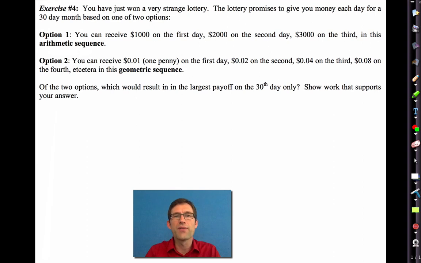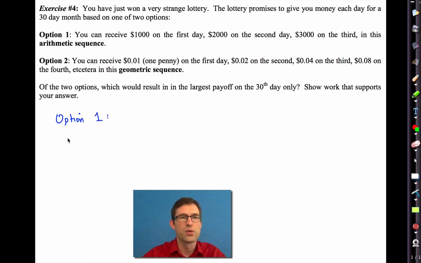The question is this simple. Which would result in the largest payoff, or maybe the larger payoff, on the 30th day only. I don't care about 1 through 29, just 30th. Show work that supports your answer. All right? This is kind of cool because intuitively, it seems like we should go with option 1, right? Because option 1 is simple. It's an arithmetic sequence, right?